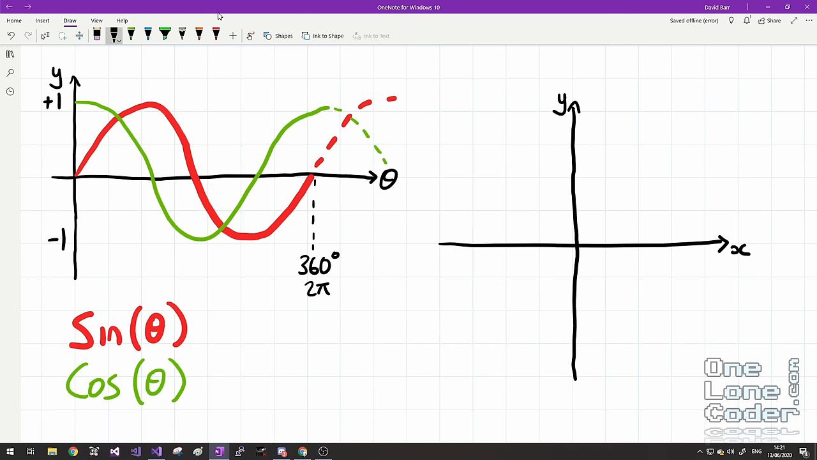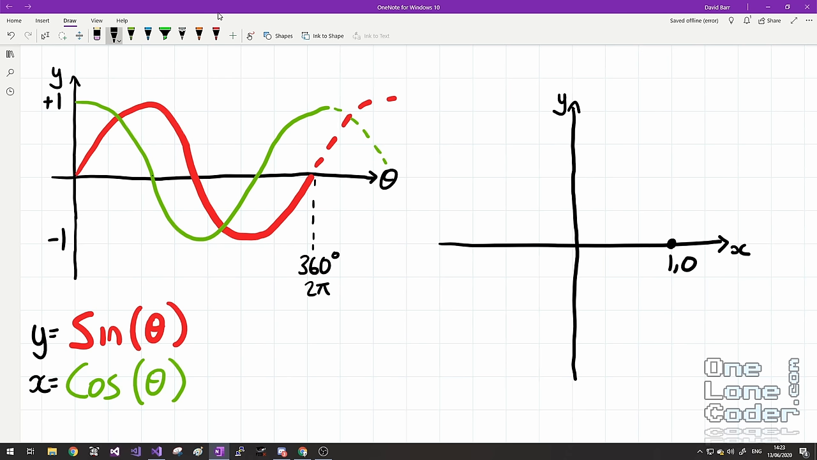So let's have a look where x and y lie when we calculate x and y using sine and cos. And I'm going to use y is equal to sine and x is equal to cosine. Starting with a theta of 0 and looking at the green line, which is our cosine in x, we can see that our x coordinate is plus 1. And if we look at the red line for sine, our y coordinate is 0. So I'm going to plot that here. It's 1 and 0.